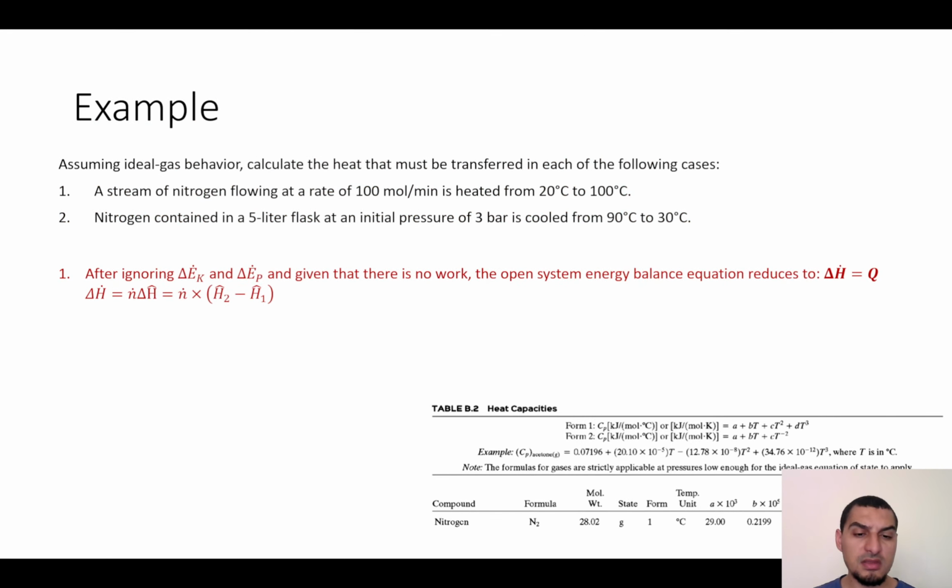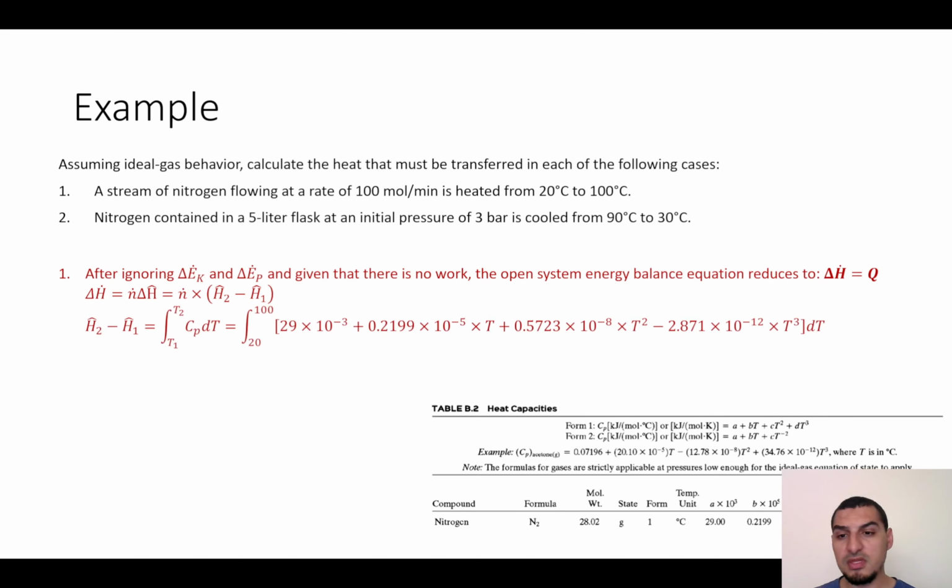So to get the enthalpy change from 20 to 100 degrees Celsius, it's going to be the integration of Cp dT from T1 to T2, which is 20 to 100. Just a reminder that the numbers here would be multiplied by 10 to the power minus 3, or the power that we have here. So it's 29 times 10 to the power minus 3. This is 0.2199 times 10 to the power minus 5, and so on for the rest of the numbers. The rest is just integration and substitution.